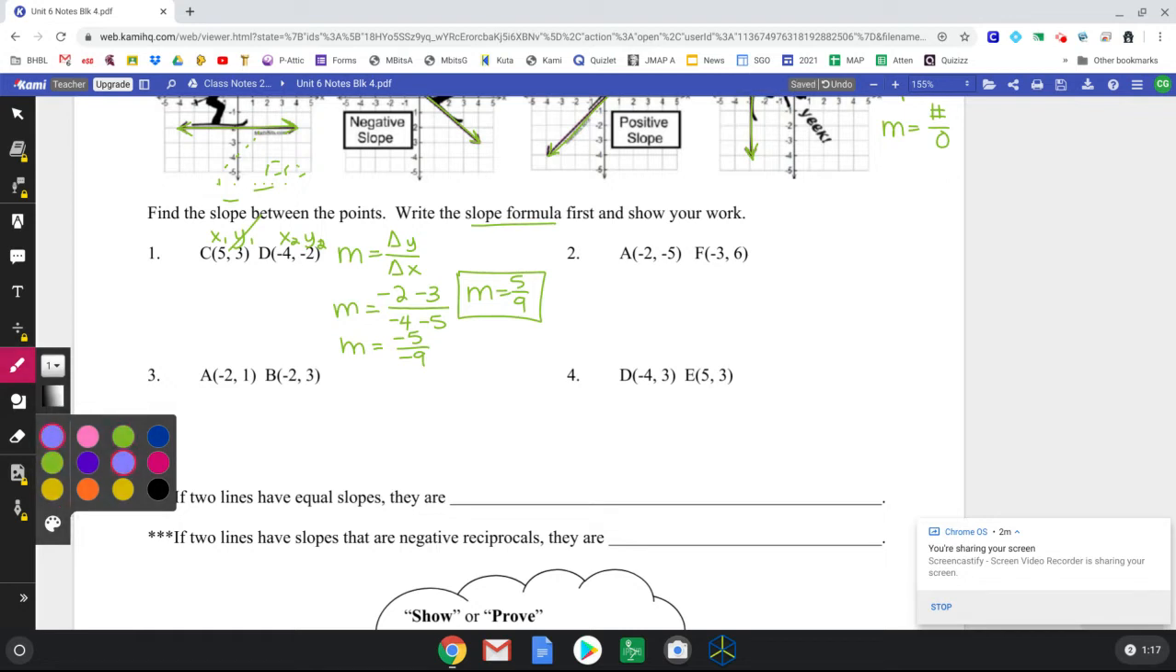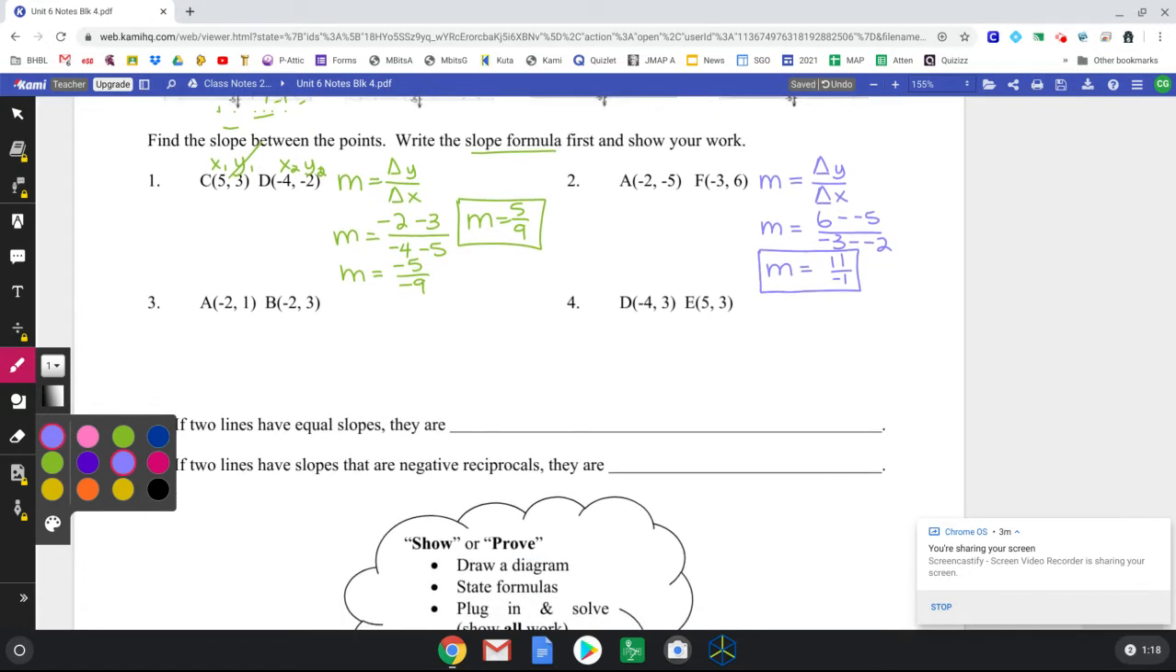Number 2. Start by writing our formula. m equals the change in y over the change in x. I'm going to plug my numbers in. So 6 minus negative 5 over negative 3 minus negative 2. When I calculate that, 6 plus 5 is going to give me 11. Negative 3 plus 2 is going to give me negative 1. So my slope is 11 over negative 1.